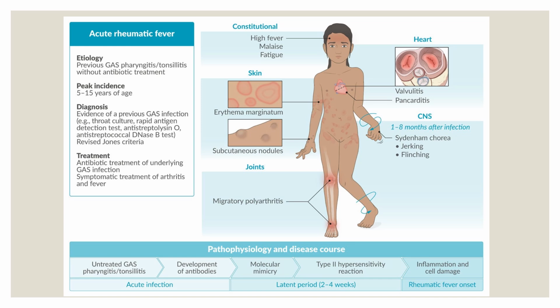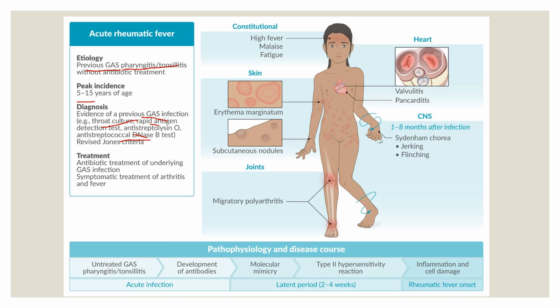Now, another important topic is acute rheumatic fever. So, acute rheumatic fever is associated with the previous group A streptococcus pharyngitis or tonsillitis without antibiotic treatment. Usually, the affected age group is 5 to 15 years. So there is an evidence of previous streptococcal infection either by a throat culture or an ASO titer or a rapid antigen detection test, okay, or an anti-streptococcal DNase B test.